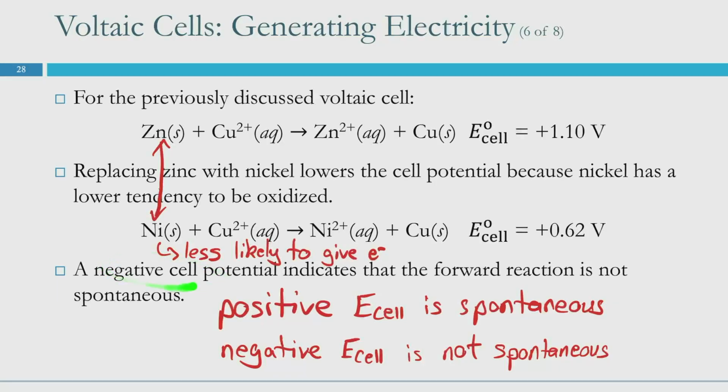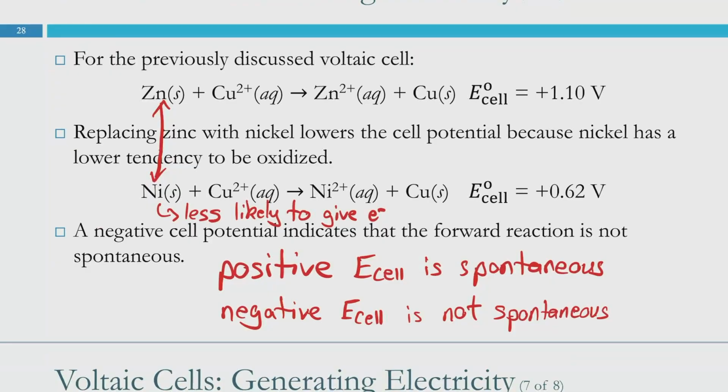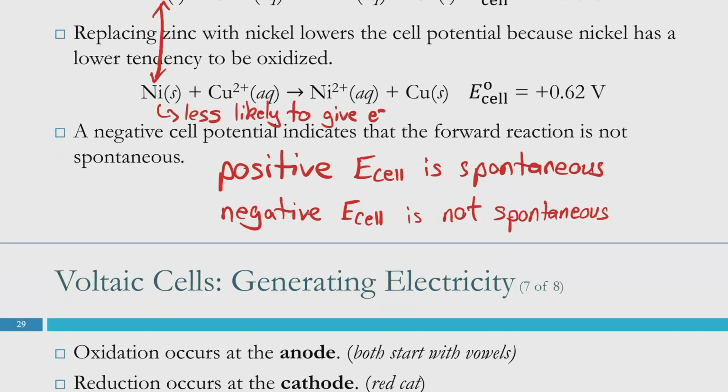If you have a negative cell potential and you flip the equation, then it's a positive E cell, and so it would run, but just in that direction, not in the forward direction the way that it was originally written. But this positive E cell is spontaneous, is important for this chapter.